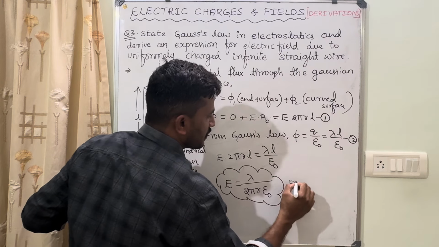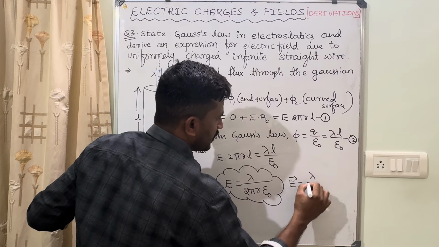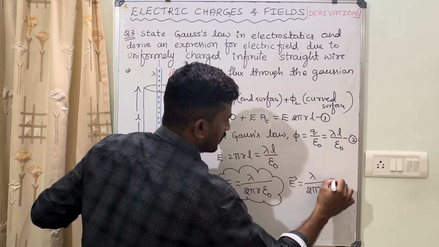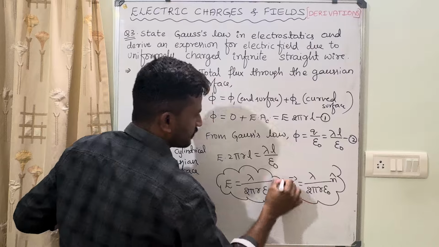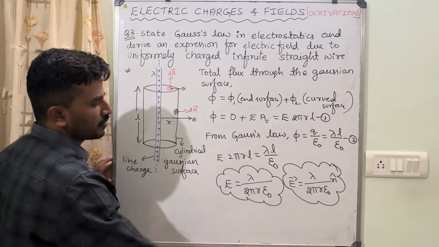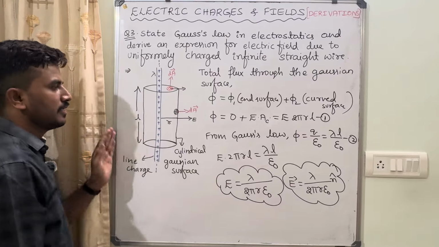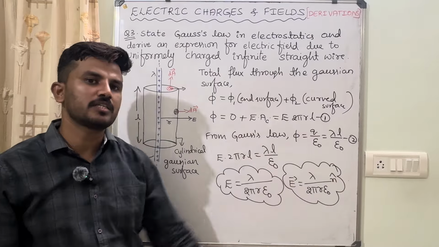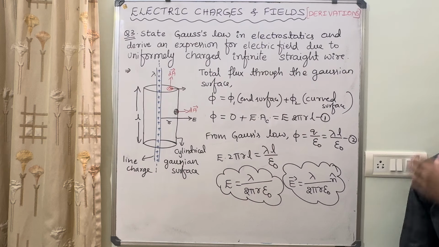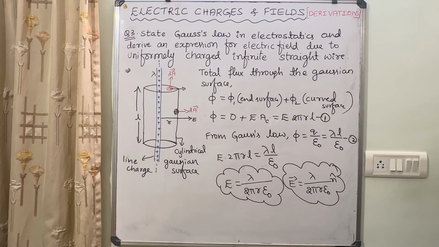So in vector form also you can write, that is lambda divided by 2 pi r epsilon naught into n cap. Here electric field is inversely proportional to r. As the distance increases, electric field strength decreases. Write it down, make a note of it. You can pause the video and make a note of it.